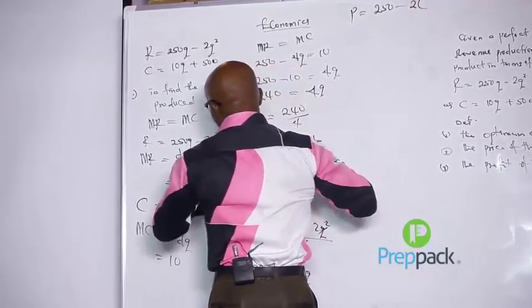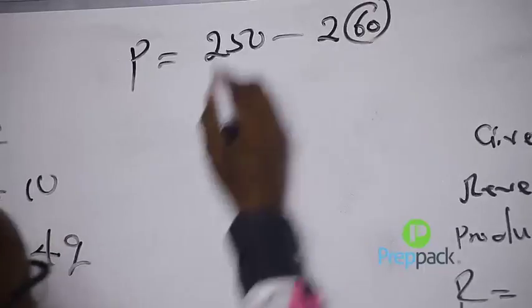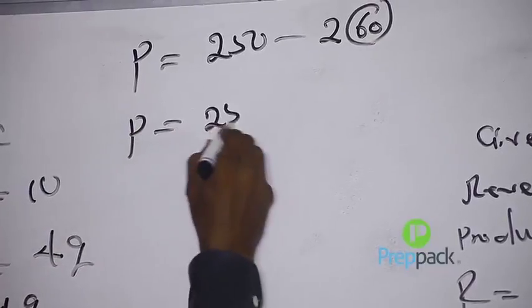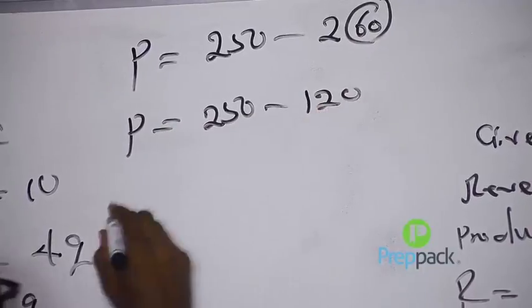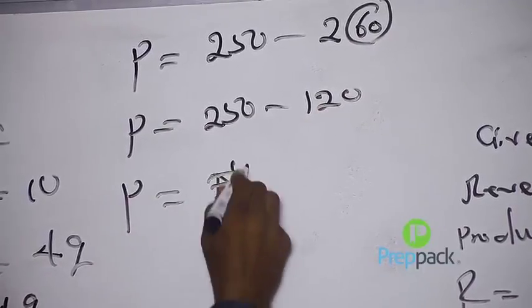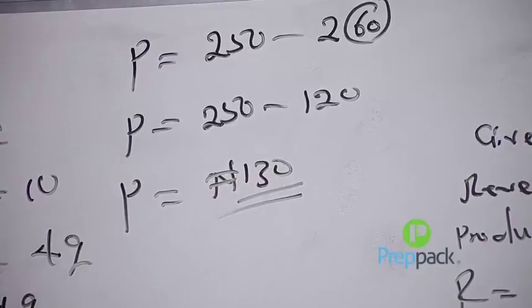And my Q, we got that as 60 units. Therefore, P equals 250 minus 60 times 2. That gives me what? 120. Therefore, my P equals what? 130. That's the price.